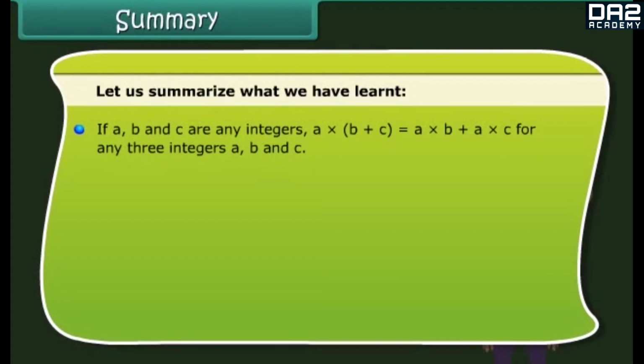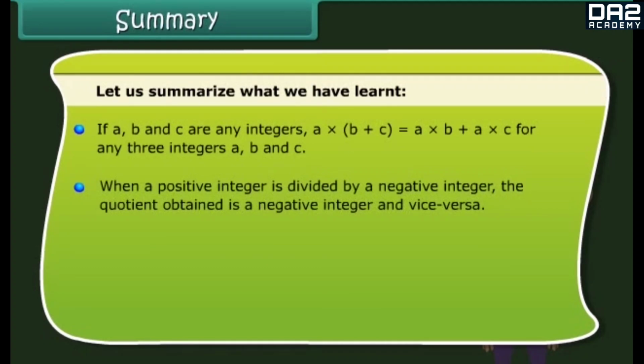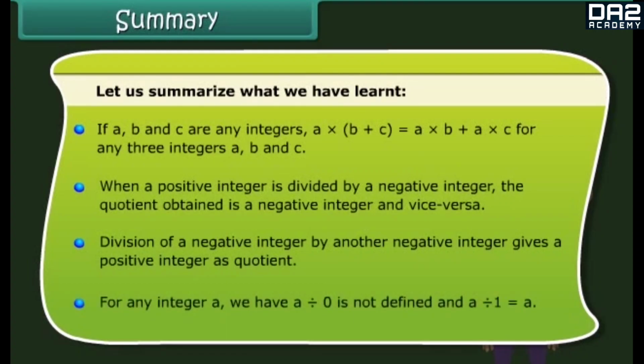If a, b and c are any integers, a into (b plus c) is equal to a into b plus a into c for any three integers a, b and c. When a positive integer is divided by a negative integer, the quotient obtained is a negative integer and vice versa. Division of a negative integer by another negative integer gives a positive integer as quotient. For any integer a, we have a divided by 0 is not defined and a divided by 1 is equal to a.